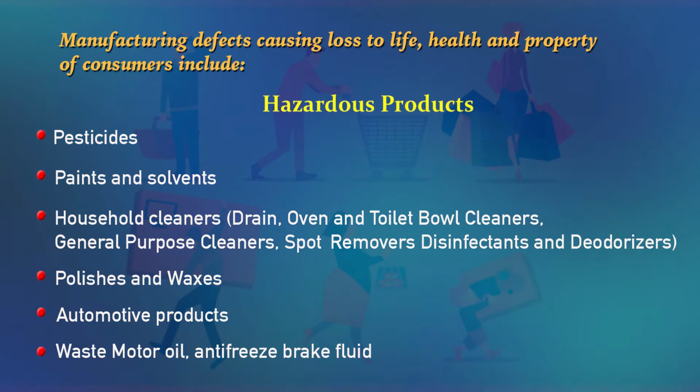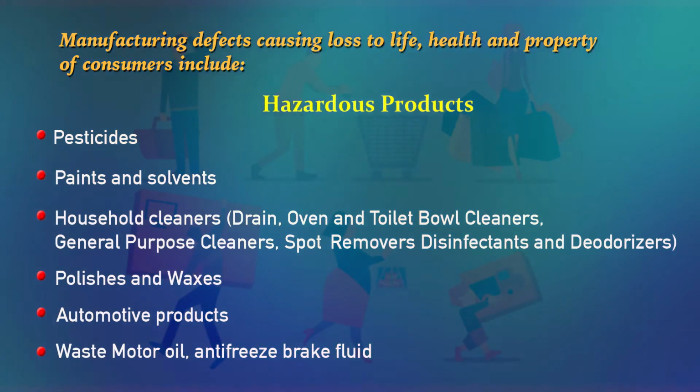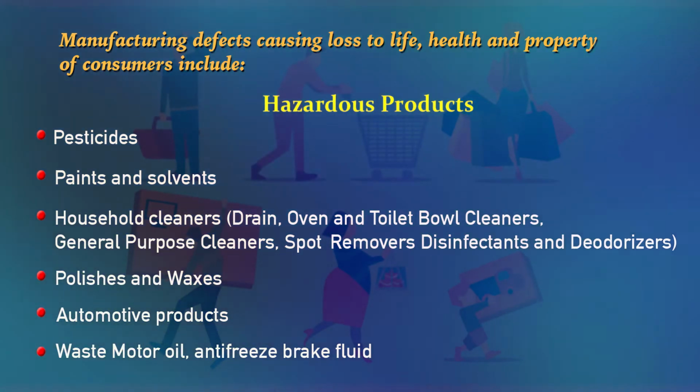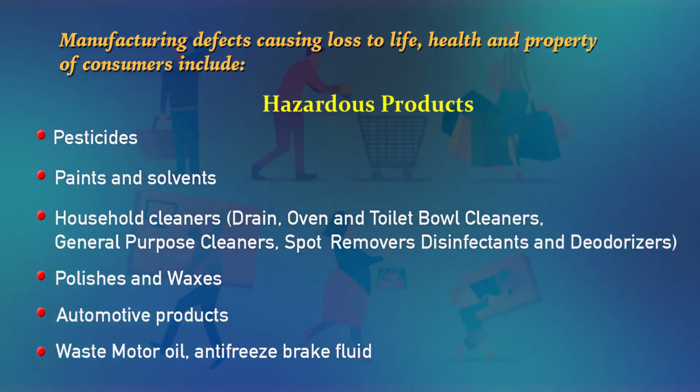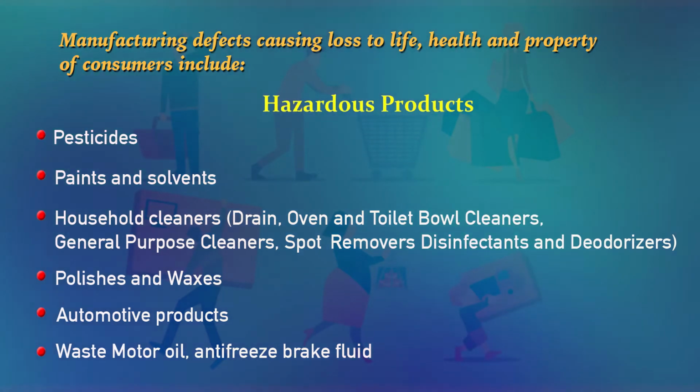Then we also use paints for domestic purposes. Poisonous items or hazardous particles are used in the paints and the solvents also. If it is used in a higher proportion than the prescribed proportion, it is likely to cause loss or damage to life. So these are examples of goods which are likely to cause loss or damage not only to life but also to property.